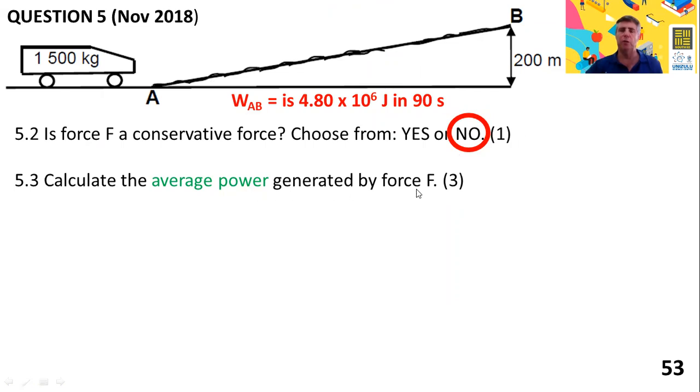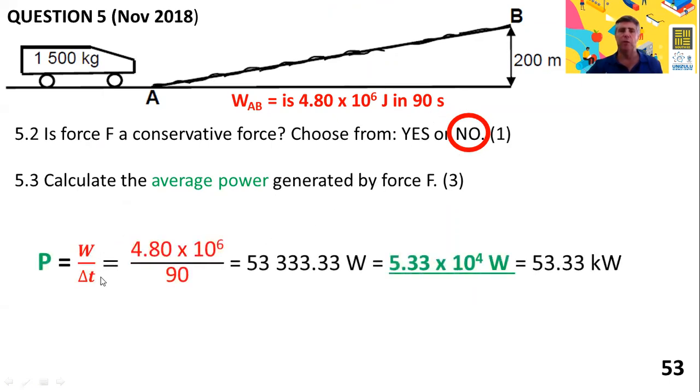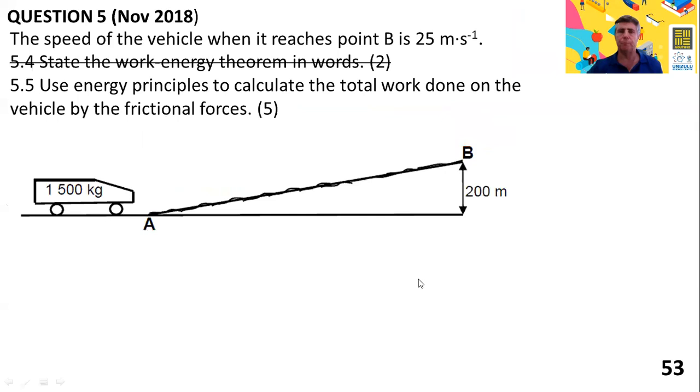Calculate the average power generated by force F. Well, all you need is these numbers here, that the work done from A to B is 4.8 times 10 to 6 joules in 90 seconds. Power equals work over time, 4.8 times 10 to the 6 over 90, which is 53,333.33 watts. Probably best expressed as 53.33 kilowatts, but actually any of these answers is fine.